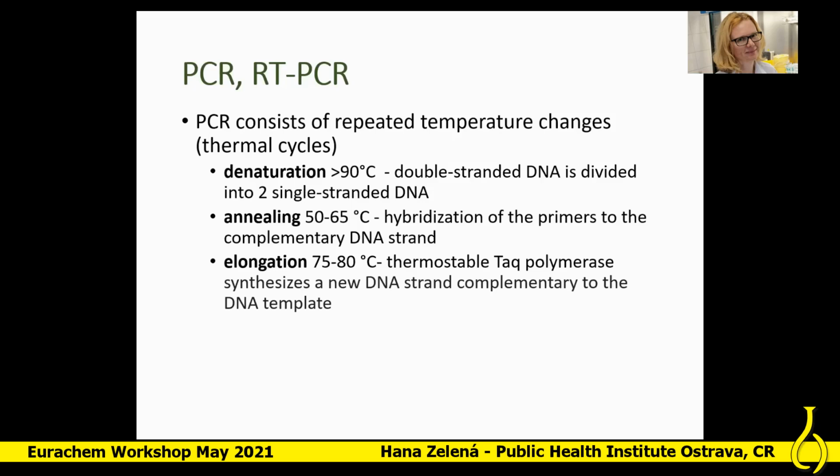And these 3 steps are repeated. And therefore, the name of the reaction is the polymerase chain reaction.